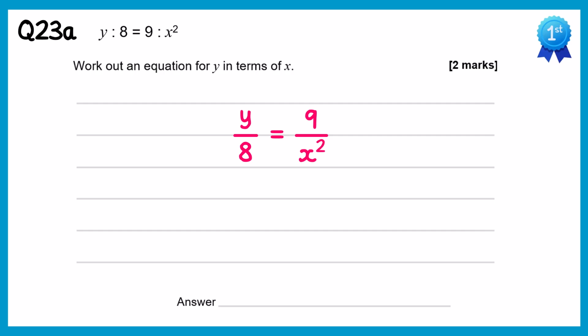Now to form an equation for y in terms of x, we can just multiply both sides by 8. If you multiply by 8 on the left-hand side, the 8 will cancel, so you just have y. And if you multiply by 8 on the right-hand side, you'll need to do 9 times 8, which is 72, so it's 72 over x squared. And that's the answer to the question.